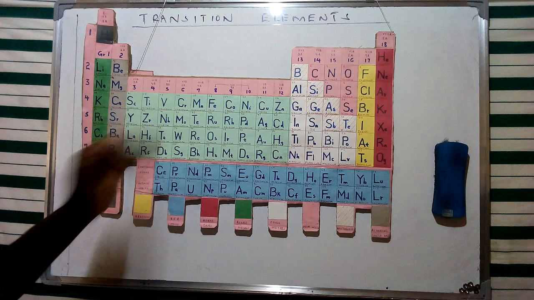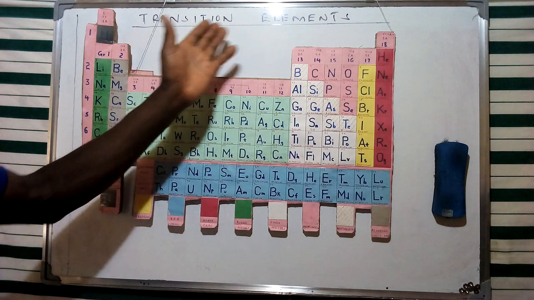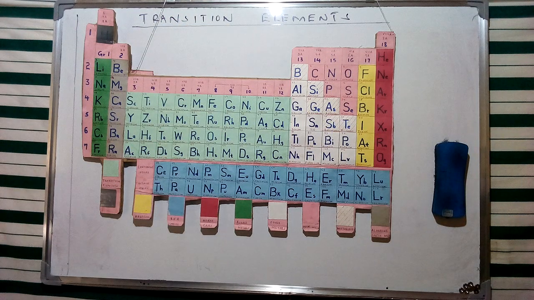Now, having mentioned that these specific elements which fall under the category of transition elements are metals, we are going to expect that they display various characteristics of metals, which we listed in our introductory part to the concept of S and P block elements.